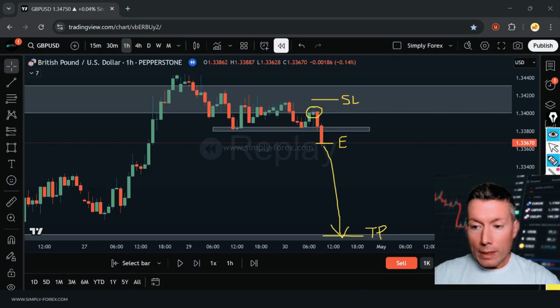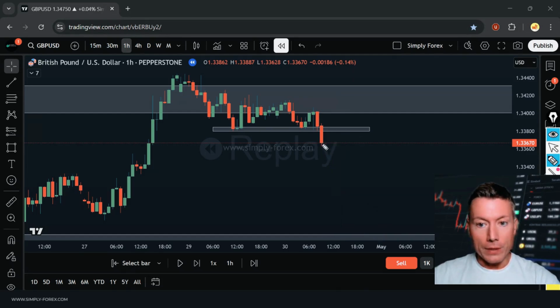Now, I don't care if this retraces into this level or a fair value gap. It's not important to me. Now, if it does, great, but I'm still willing to enter this trade here because my stop loss and take profit give me a nice risk to reward anyway. I would trade the breakout. And then, as you know, guys, if we play this along, it comes down and hits target.